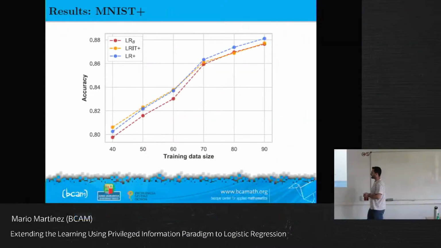So our training set contains a total of 100 samples, and from 40 up to 90 samples are randomly chosen for training the model. Here we can see the evolution of the accuracy as the training data size increases. The red line represents the base classifier, the blue line the LR plus, and the orange line the LRIT plus. Here we can see how the LR plus outperforms the base classifier for every training data size, and the LRIT plus outperforms the base classifier when we have low training data size, while for larger training data size we obtain similar results to the base classifier.